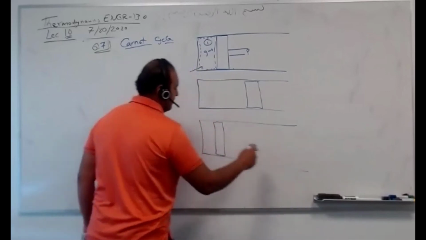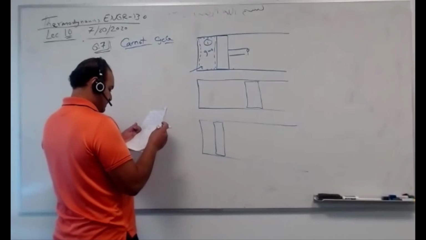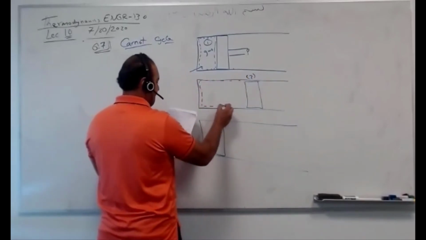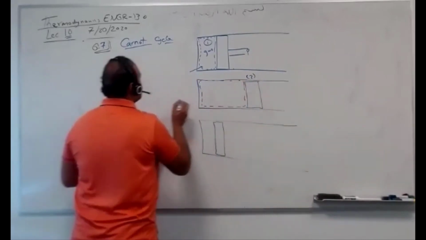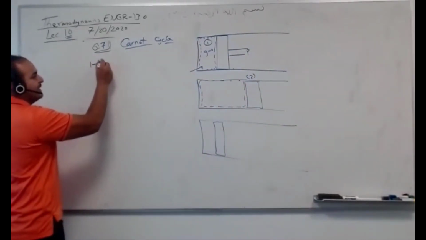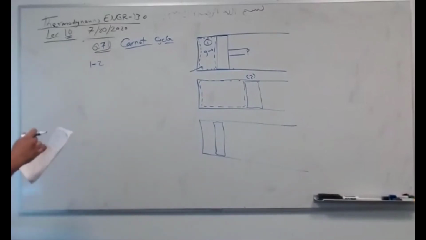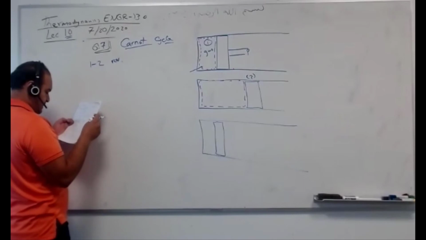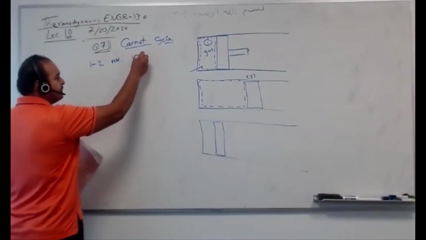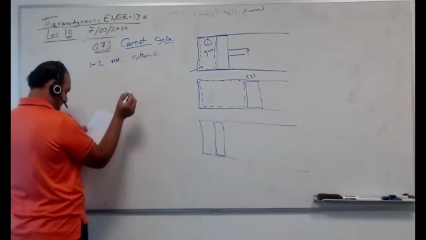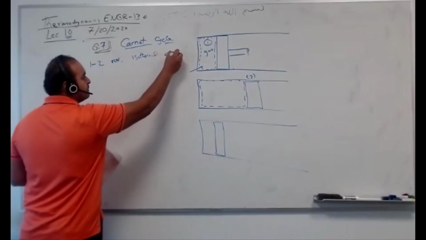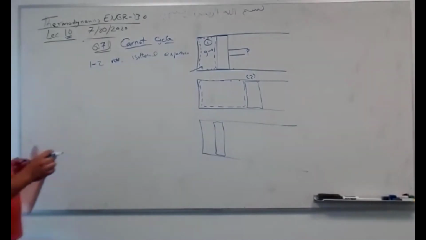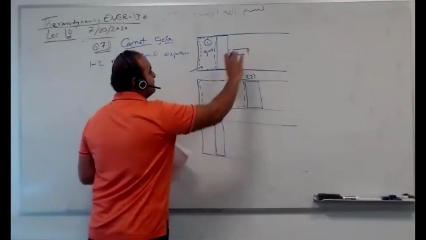Then I'm gonna expand it again. I'm gonna draw it later. So this is 2. So for 1 to 2, this is a Carnot cycle step. I'm gonna say it again in detail, but follow me. It's a reversible, isothermal expansion. I have gas here. I want to expand it.